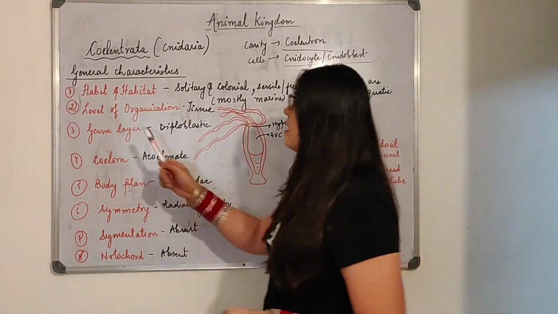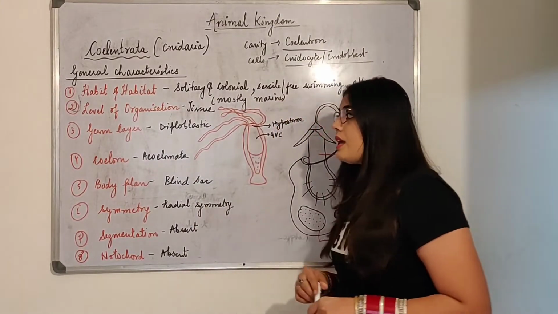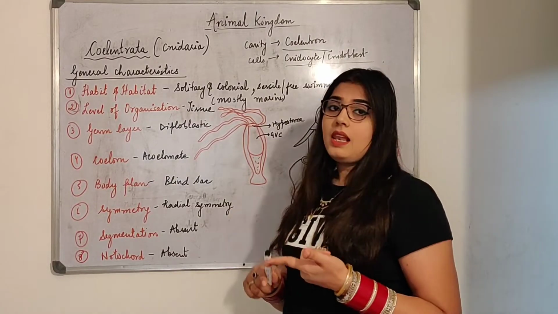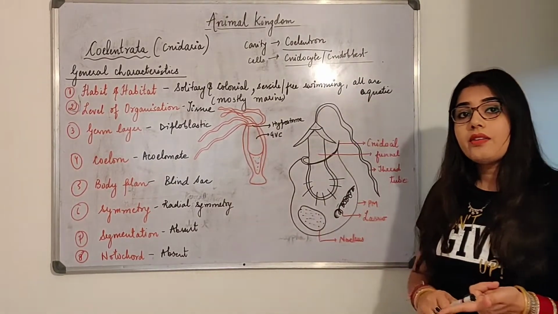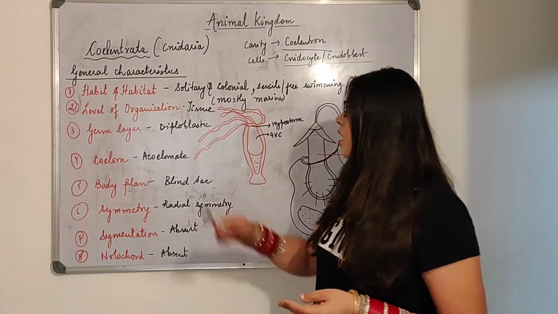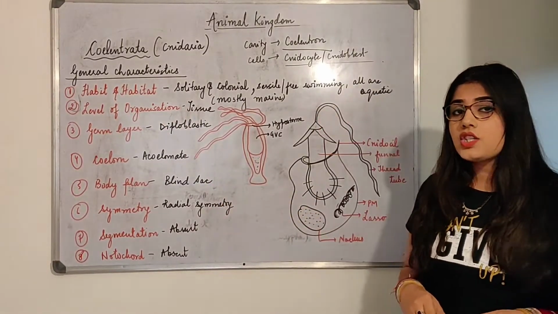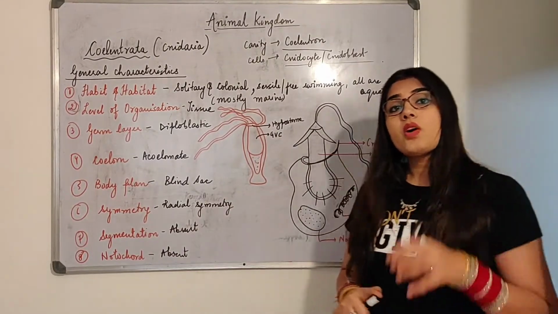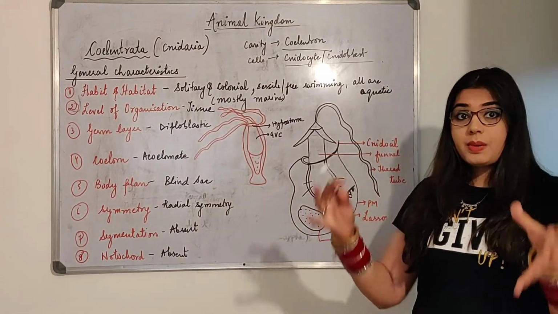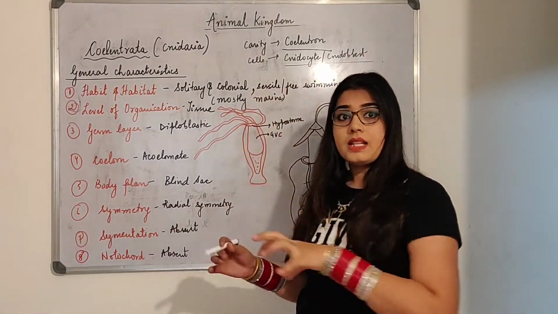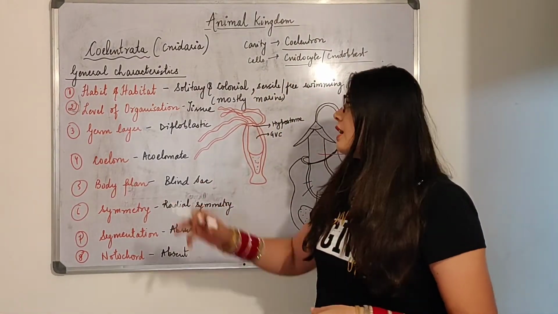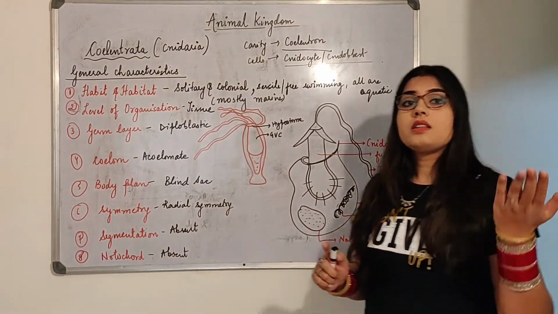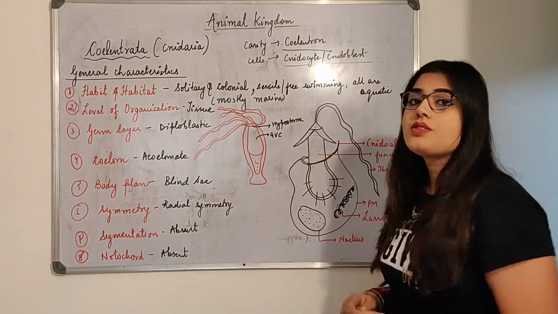Fine. Next is the level of organization. So level of organization, what will happen? Level of organization means the cell level or the tissue level, the organ level or the organ system level. So here we are saying that the level of organization is tissue level. That means inside the body of COELENTERATAs, cells are present, and a group of cells, when they are present together, form a tissue. So tissues are also present which are performing various tasks inside the body of COELENTERATAs.